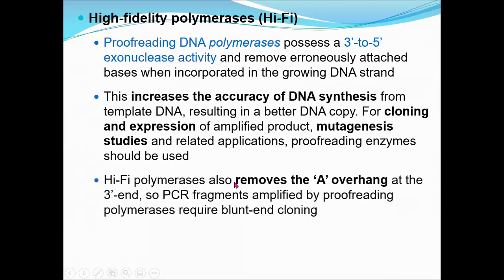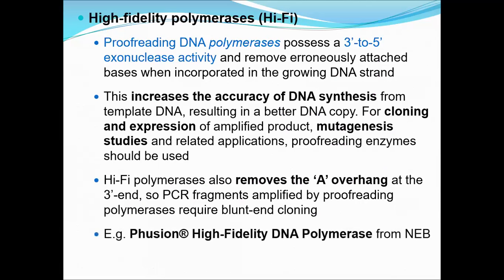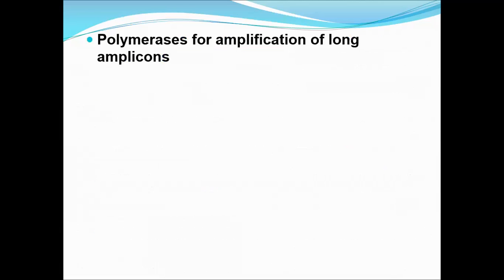Hi-fi polymerases also remove the A overhang which might be there at the 3' end. So PCR fragments amplified using this kind of polymerase require blunt end cloning. They can't go for sticky end cloning like TA cloning, but they need blunt end cloning. An example is Fusion High Fidelity DNA Polymerase from New England Biolabs. This is a commercial company.